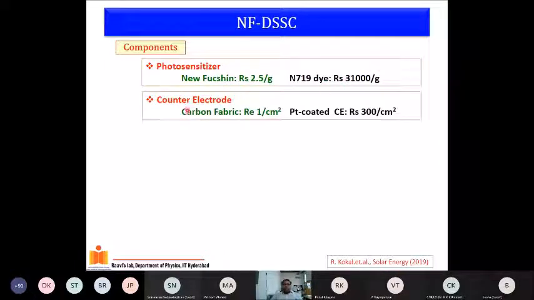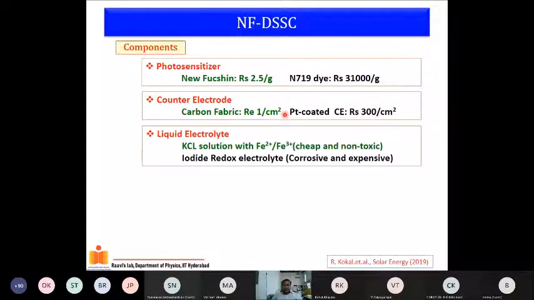Okay, a counter electrode was used which is not platinum based. Platinum based counter electrode costs 300 rupees and a carbon fabric costs 1 rupee per centimeter square. And the liquid electrolyte used was KCl, potassium chloride solution with Fe2+/Fe3+ redox coupling, which is cheap and non-toxic.